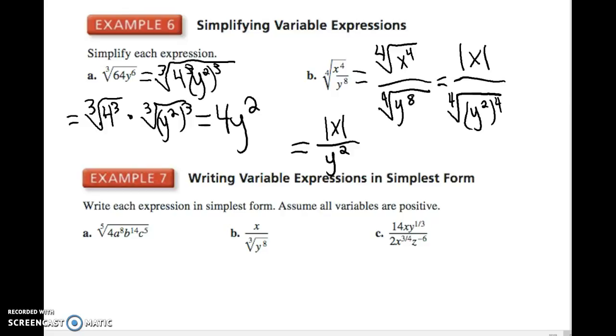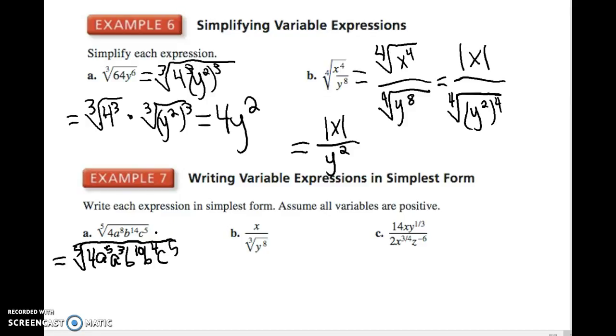Now take a look at example 7. Part A, we want to break it down into fifth roots. I can't do anything with the 4, but a to the 8th, I can make that a to the 5th times a to the 3rd. b to the 14th, I can make that b to the 10th times b to the 4th. And then I have c to the 5th.